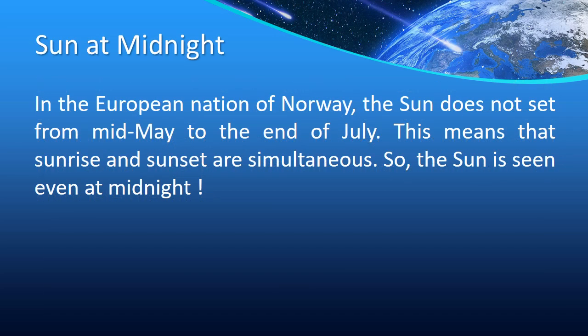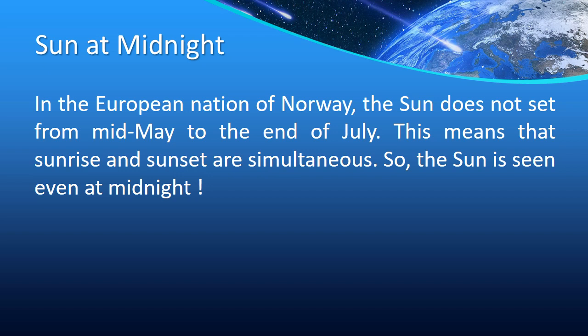Sun at midnight. In the European nation of Norway, the sun does not set from mid-May to the end of July. This means that sunrise and sunset are simultaneous, so the sun is seen even at midnight. Imagine it's 12 a.m. at night or 1 a.m., 2 a.m., 3 a.m. when it's pitch dark and we can hardly see if it is not a full moon.